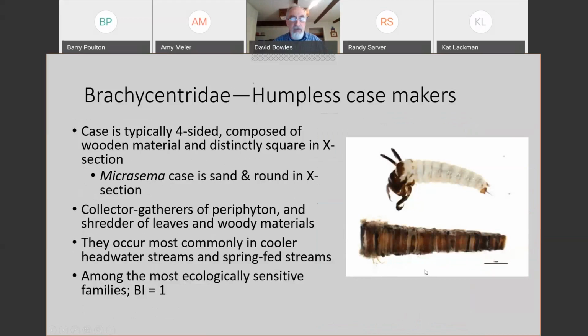When they do build a wooden case, it's always distinctly four-sided. The round case is if it's made out of gravel, in Micrasema. They're collector-gatherers of particulate matter, or they shred woody leaves to get the fungal hyphae. They tend to like clean streams, and so we give them a biotic index of 1. In Missouri, Brachycentrus also occurs in northern Missouri. We have a species up there, but it's most common in the Ozarks. And Micrasema occurs only in the spring-fed rivers of the state, like the Current, some in the Jacks Fork, the Eleven Point, that's where we get those.